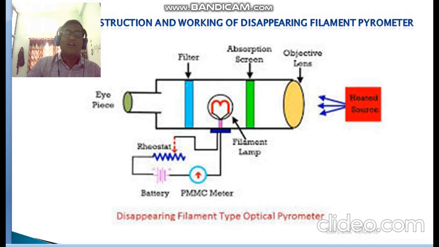But what are the advantages of this one? In this pyrometer, the telescope is not touching the heat source, and it is very portable. We get a result approximately exact, very near to the actual value. So this is the construction and working of the disappearing filament pyrometer.